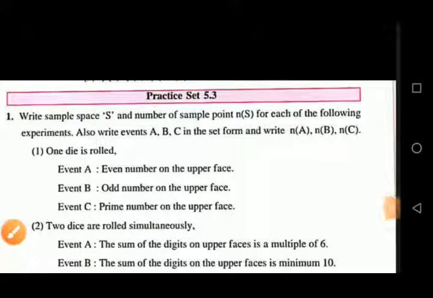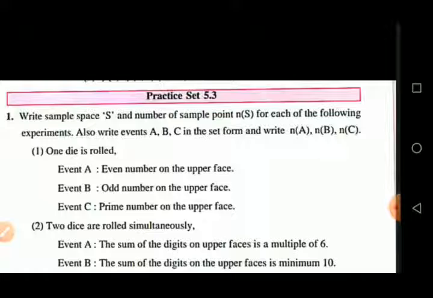Practice set 5.3. Question. Write sample space S and number of sample points n(S) for each of the following experiments. Also write events A, B, C in the set form and write n(A), n(B), n(C).